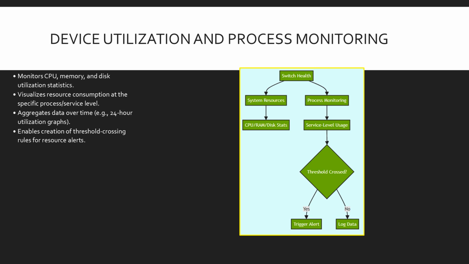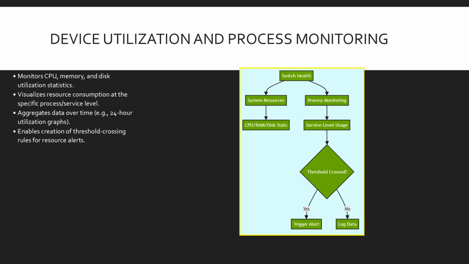Beyond traffic, NetQ monitors the health of the switches themselves. You can view comprehensive utilization statistics for CPU, memory, and disk space over time windows, such as the past 24 hours. A unique capability on Spectrum switches is process-level monitoring, which lets you see exactly which service, like switchd or SX_SDK, is consuming resources. This granularity helps distinguish between a general system overload and a specific runaway process. You can even configure the NetQ agent to monitor custom services or exclude others.